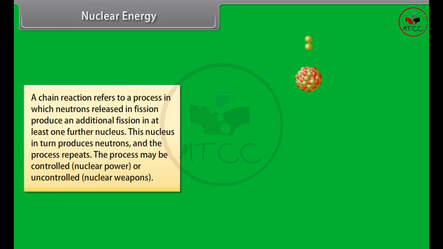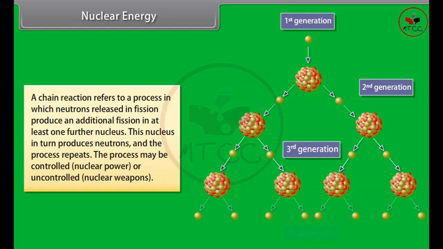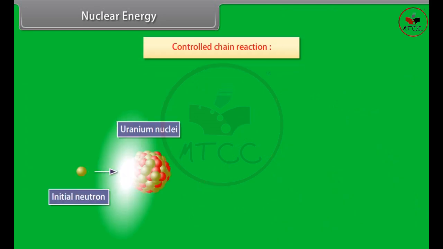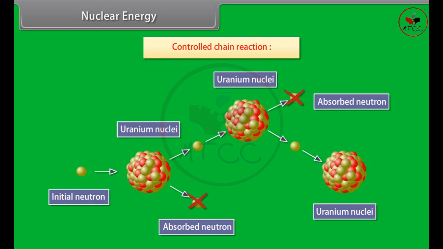A chain reaction refers to a process in which neutrons released in fission produce an additional fission in at least one further nucleus. This nucleus in turn produces neutrons, and the process repeats. The process may be controlled, that is nuclear power, or uncontrolled, that is nuclear weapons. Controlled chain reaction. If the chain reaction is arranged artificially, such that out of 2 or 3 neutrons produced per fission, on the average, only one neutron causes further fission, so that the rate of fissions may remain constant, then the chain reaction is said to be controlled.